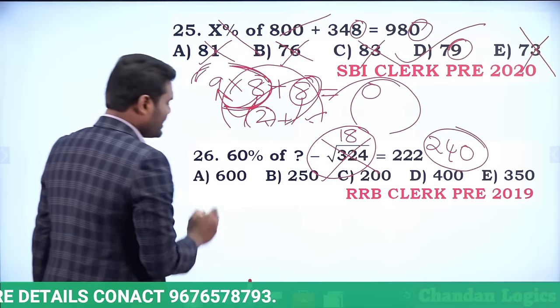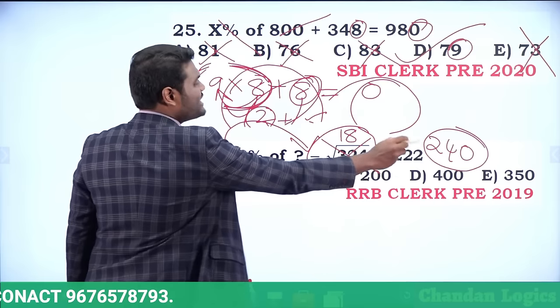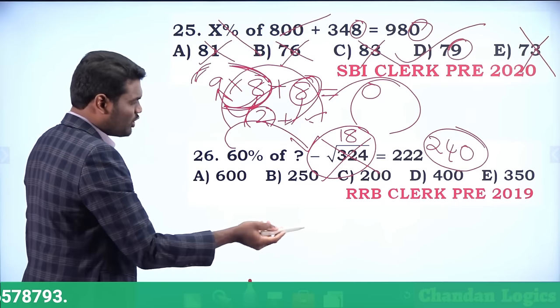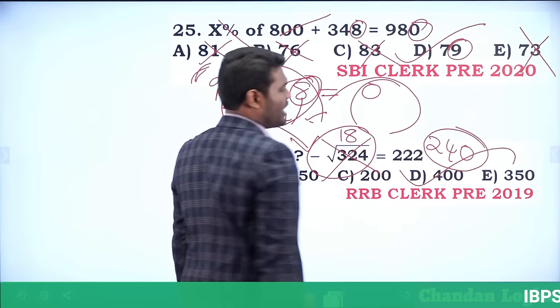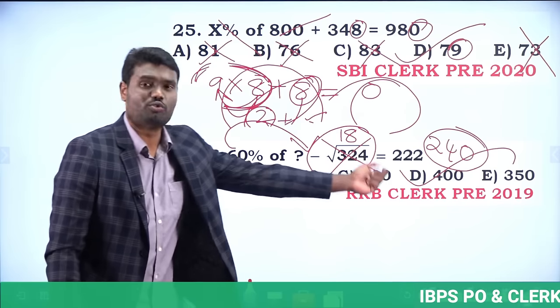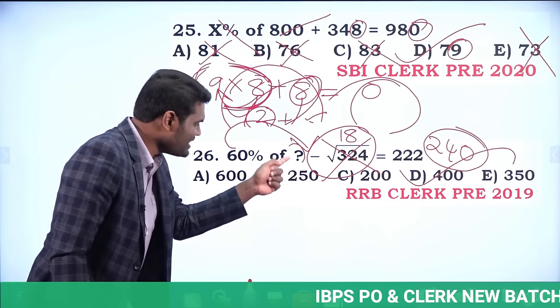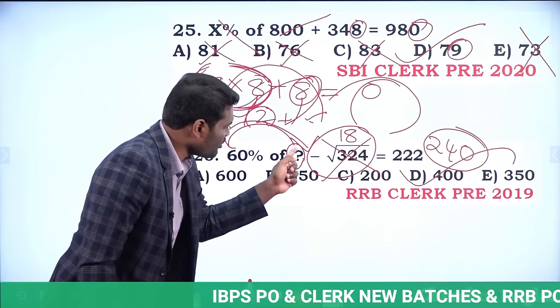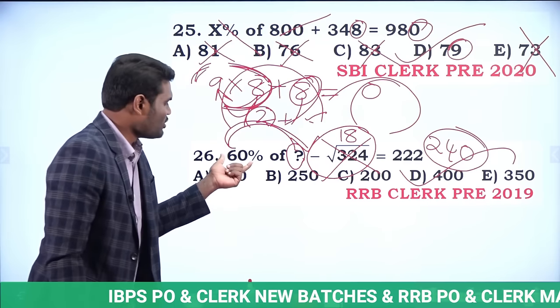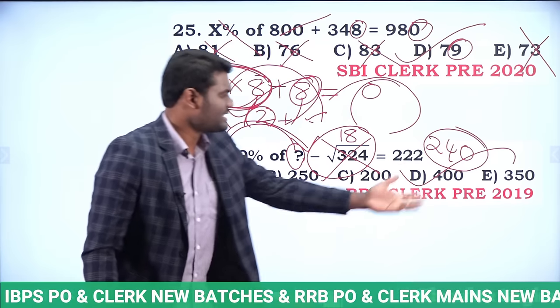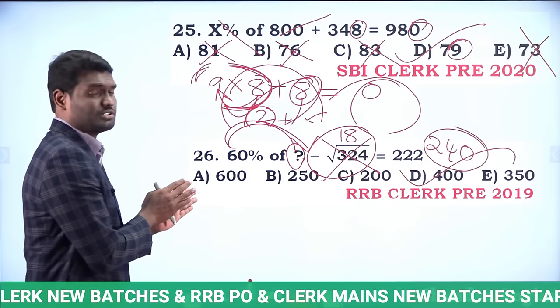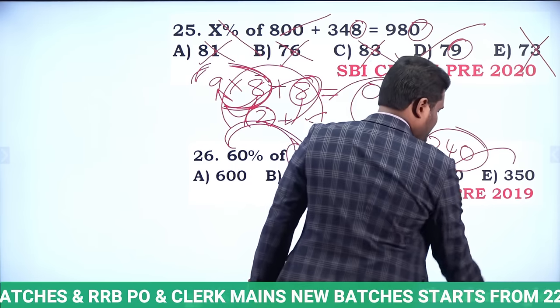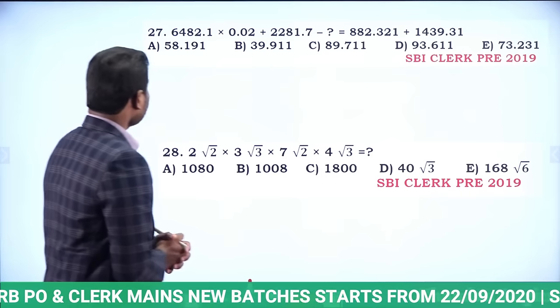Now look here, 60% of what is 240? 60% of 400 is nothing but 240. Why? Because you need to know what this question mark is. Now 60% of question mark is nothing but 240, and 60% of 400 is nothing but 240. Just a simple question, just simple. Okay, let's look at the next one.